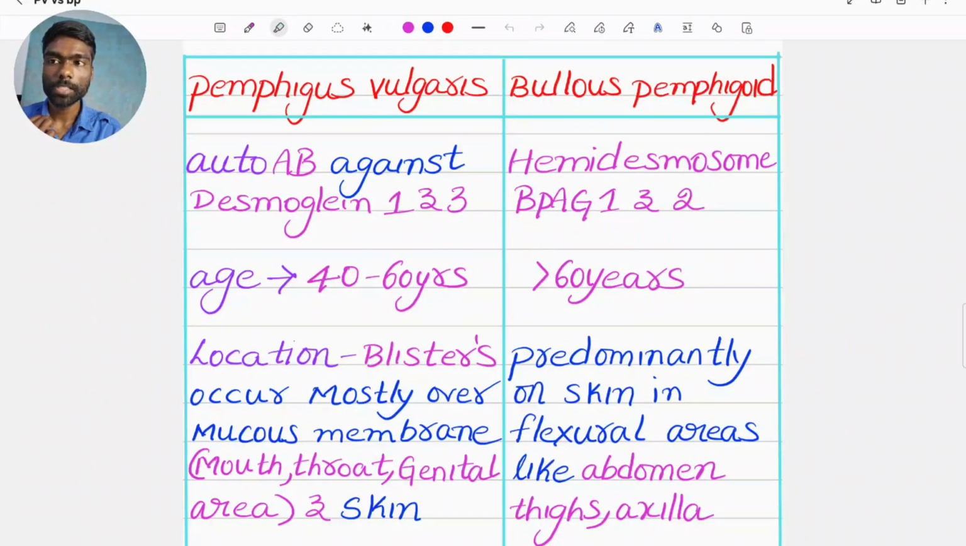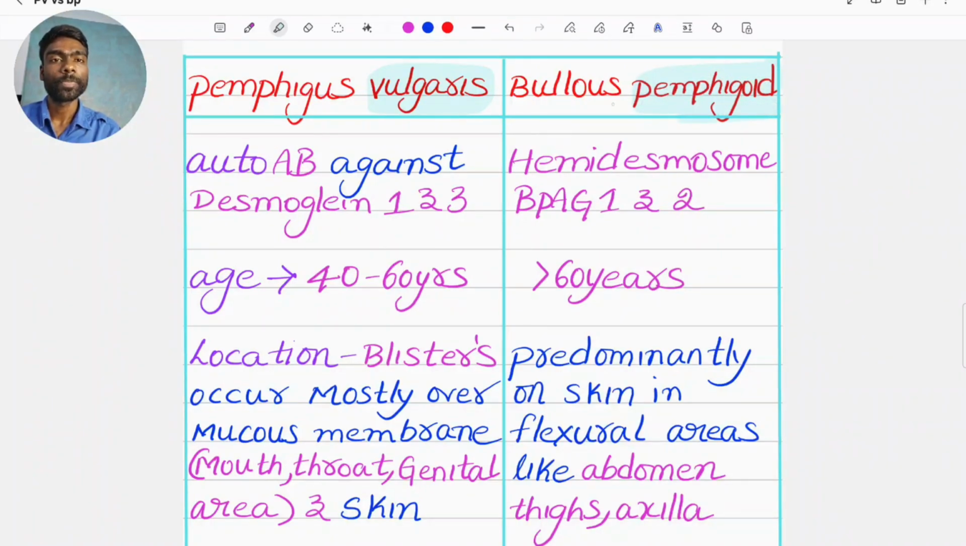Differences between Pemphigus vulgaris and Bullous Pemphigoid. Both are autoimmune vesiculobullous disorders of skin. It means autoantibodies from own body against own components of the skin, which leads to blisters. It is called autoimmune vesiculobullous blistering skin disease. Both are blistering diseases, both affect the skin, both are autoimmune only.